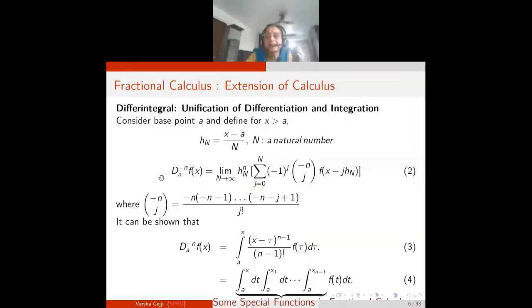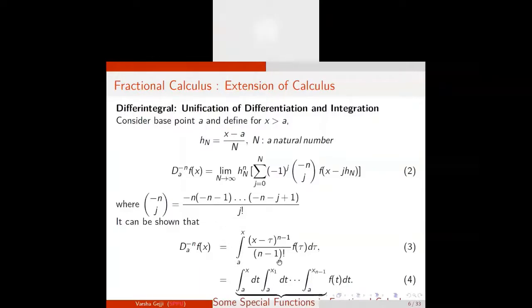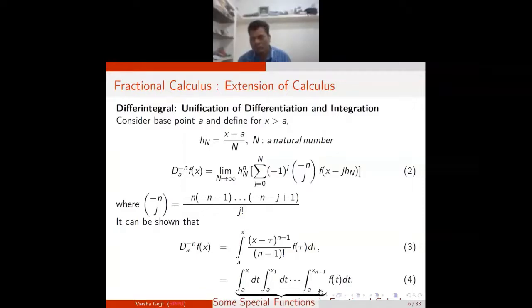and that definition makes sense because, this is an exercise and you can refer to a standard book on fractional calculus, that this limit given in 2 is nothing but the integral given in 3. So this is the beauty. So when you replace n by minus n, you get the integral from a to x of (x minus tau) to the power n minus 1 upon (n minus 1) factorial, f of tau d tau, which is again a simple exercise to show that it is a repeated integral.